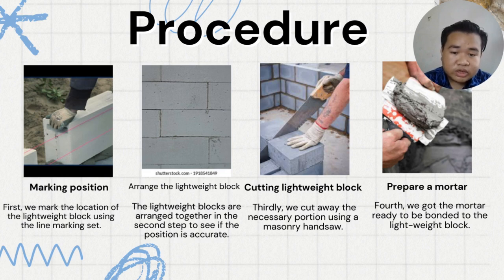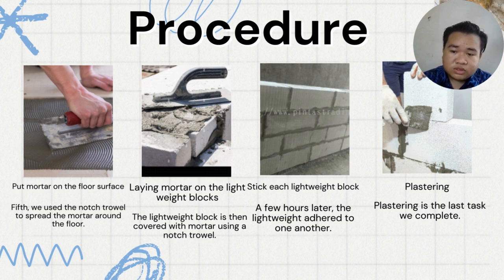Thirdly, we cut away the necessary portion using a masonry handsaw. And fourth, we get the mortar ready to be bonded to the lightweight block. Fifth, we use the notch trowel to spread the mortar around the floor. The lightweight block is then covered with mortar using a notch trowel and stuck to each other.